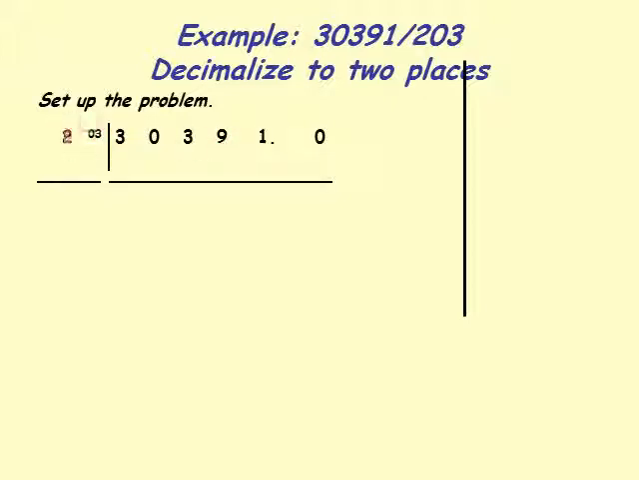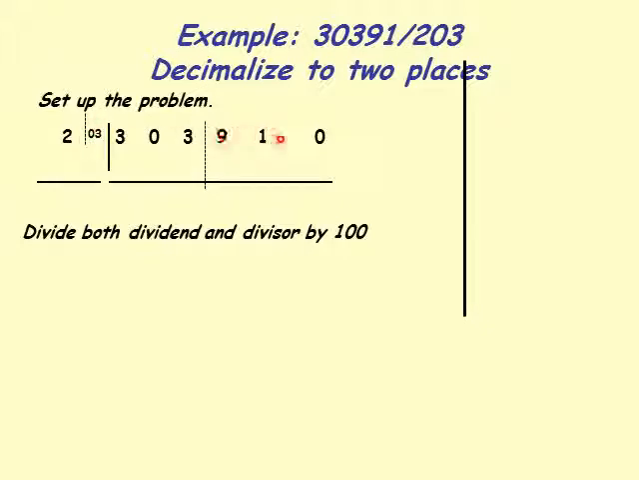203 is my divisor, 30391.0 is my dividend, and only one digit is for division, so I would be dividing by 100. We divide both the dividend and divisor by 100, which we just did. We got 03 as the flag, and this is my fractional part after the decimal, and this is my quotient part. First we're going to divide by 3, which is the single digit.